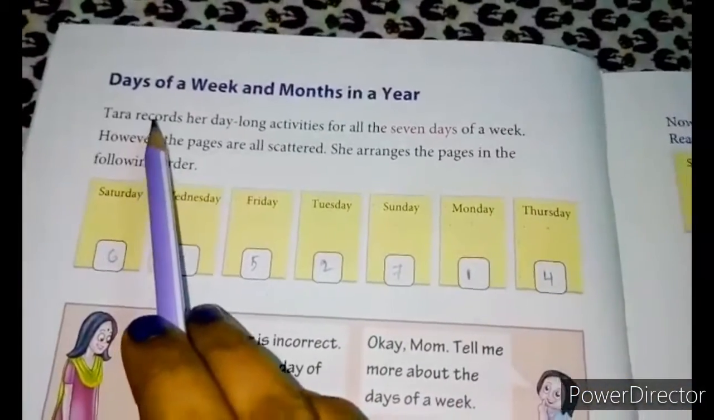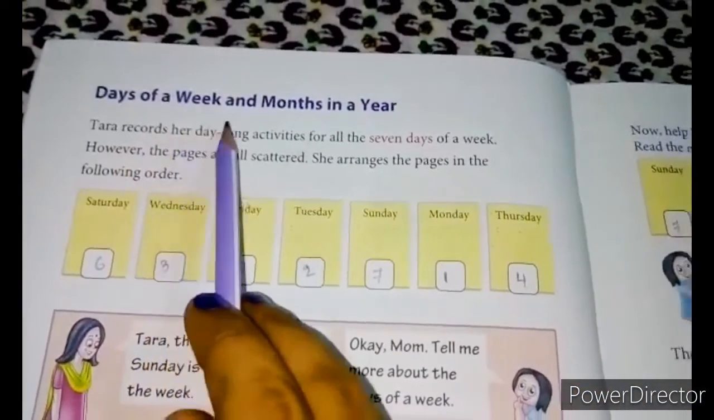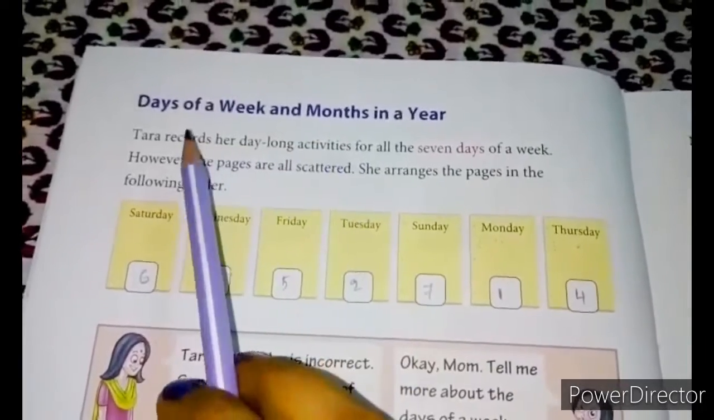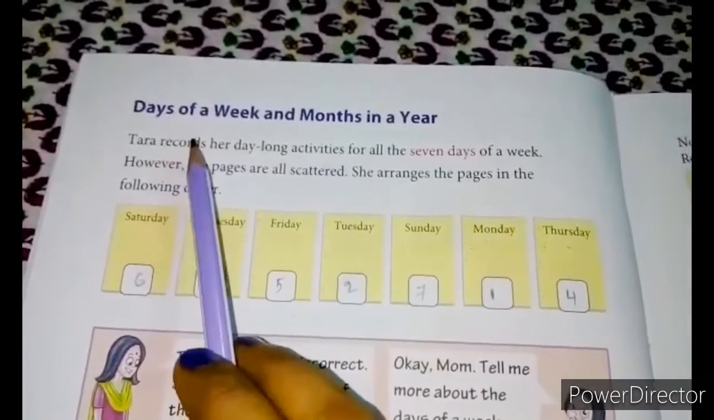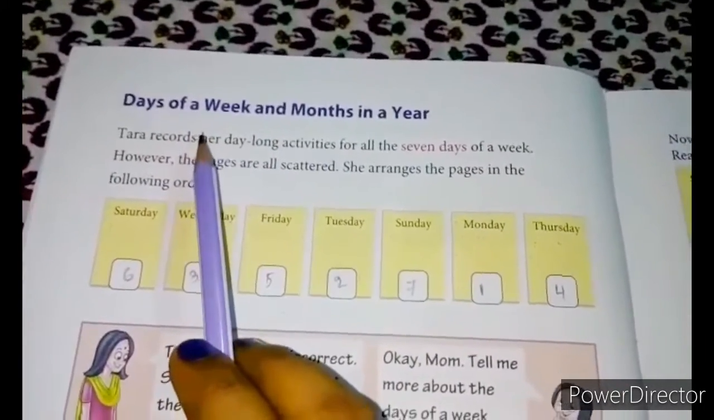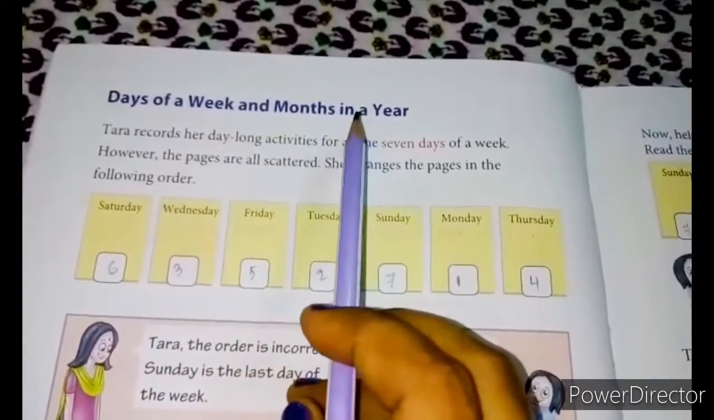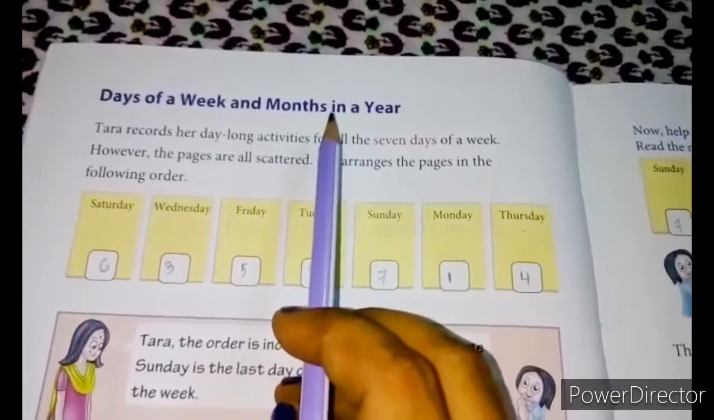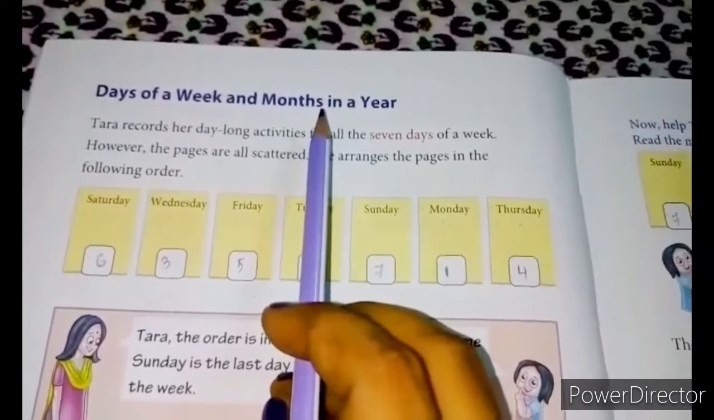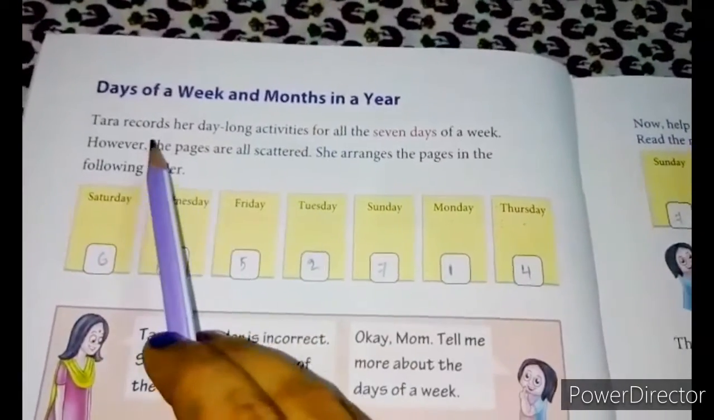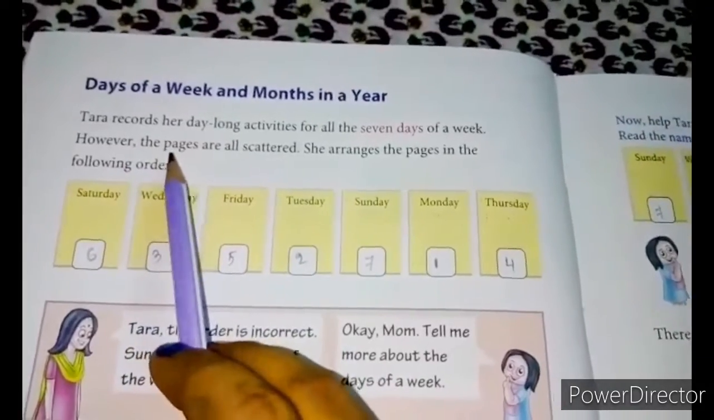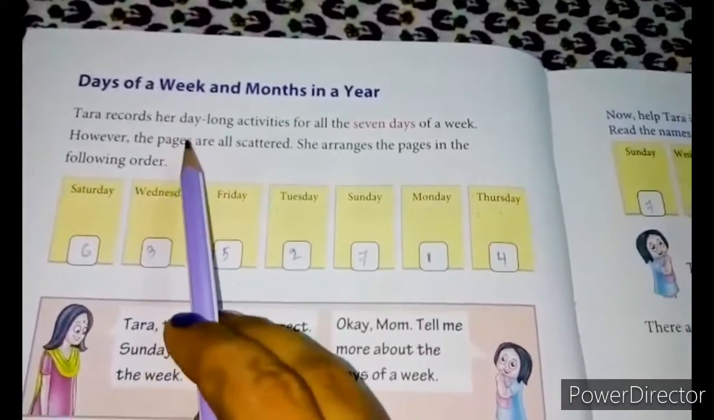Now students, we are going to learn about days of a week and months in a year. Can you tell me how many days in a week? Yes, there are 7 days in a week. And how many months in a year? Yes, there are 12 months in a year. But we will learn about the 12 months later. A story has been given here to let you understand about days of a week.